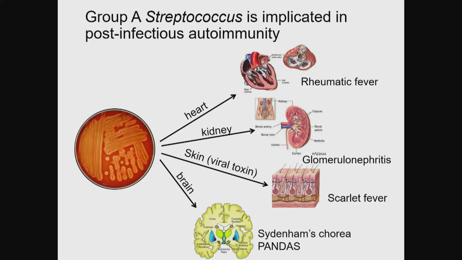So we chose a post-infectious autoimmune model where we know that group A Streptococcus is heavily implicated in autoimmunity. You've seen this slide in some form or another in several different ways today, but autoimmune disease can develop targeting the heart, the kidney, the skin, if you're looking at scarlet fever, and then targeting the brain in Sydenham's chorea and in PANDAS. So we wanted to choose this infection that we know is rheumatogenic, we know causes autoimmunity.